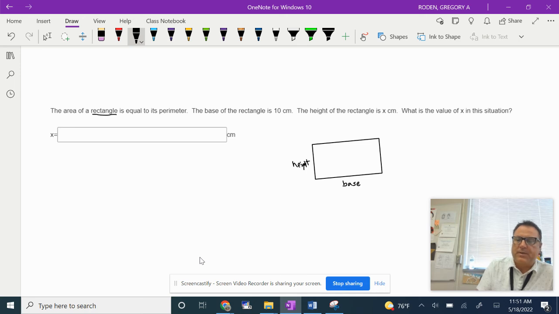Okay? Or B for base and H for height. Now, it tells us that the area of a rectangle is equal to its perimeter. So area is equal to perimeter.